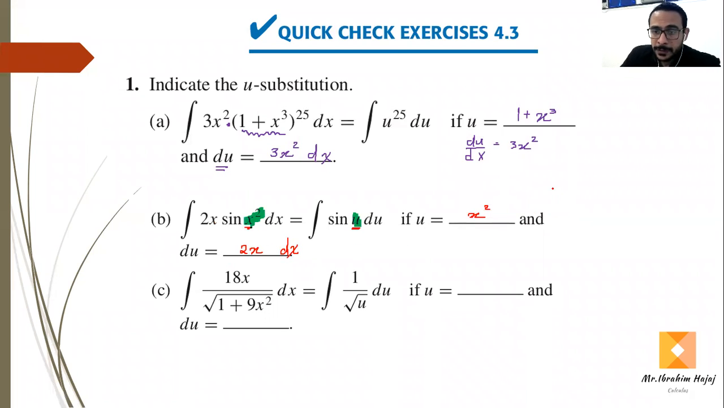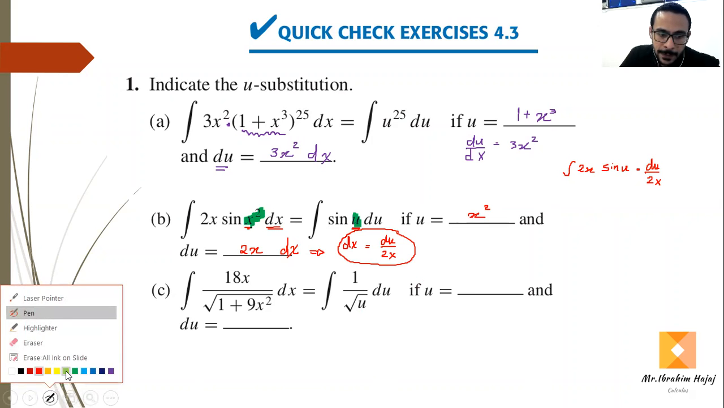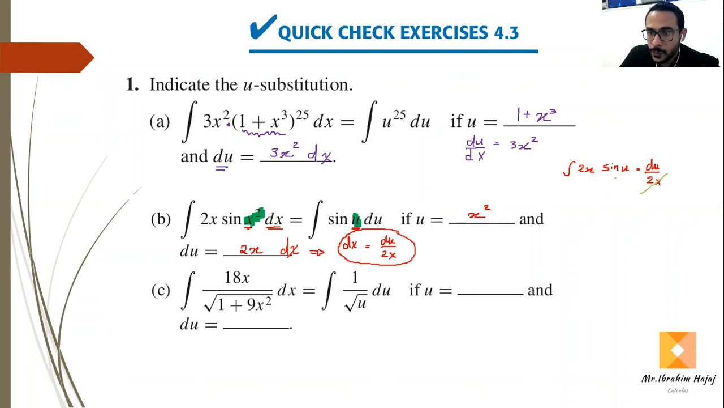Okay, if I would like to complete, what should I do here in letter B? The integral of 2x sine u, and replace the dx. No, don't put dx. From this relation, du is 2x dx, so we can let dx equal du over 2x. That's what will solve the question quickly, because I'm going to eliminate 2x with 2x.